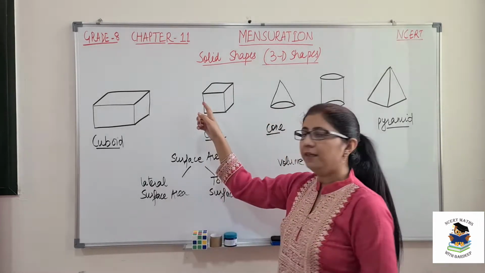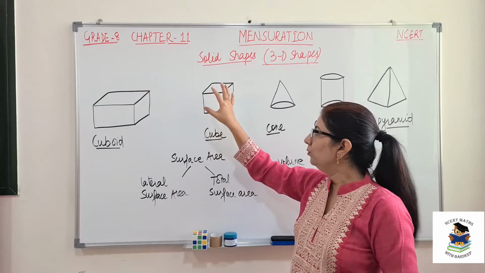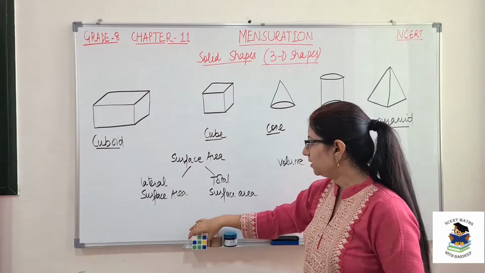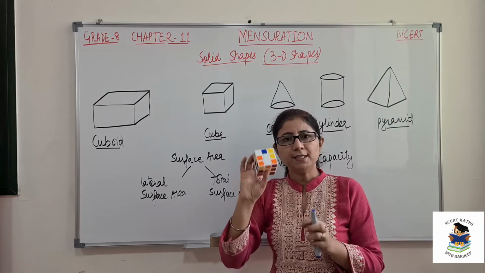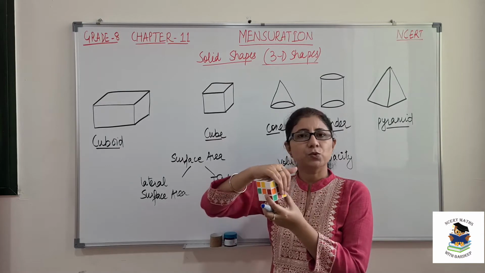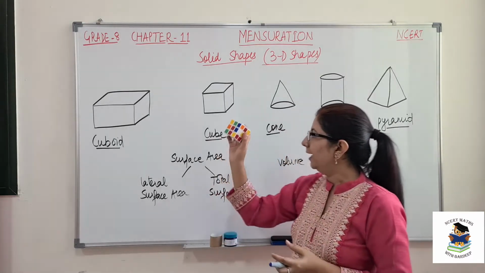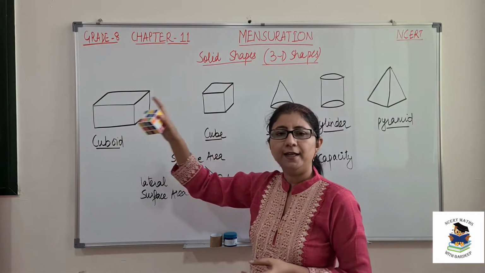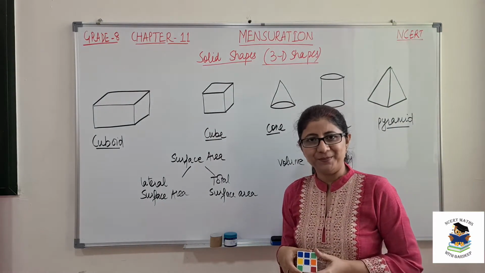Second is cube. Cube is again a 3D shape in which all the faces are squares. See this Rubik's cube you may be having at your home also. This is made up of squares. Every face is a square. So this is a cube. A cube has all faces as squares, but a cuboid has faces as rectangles. So now let's see the next shape.